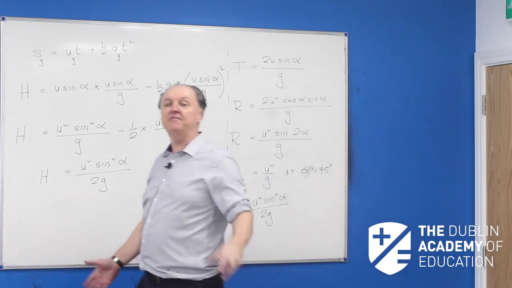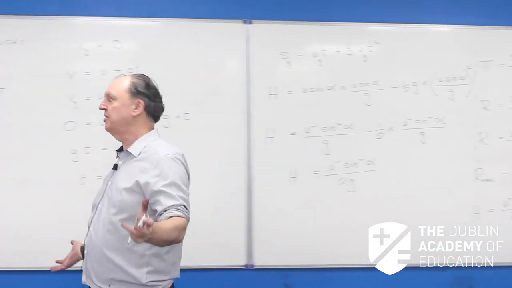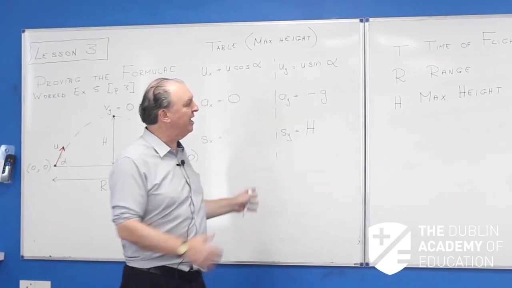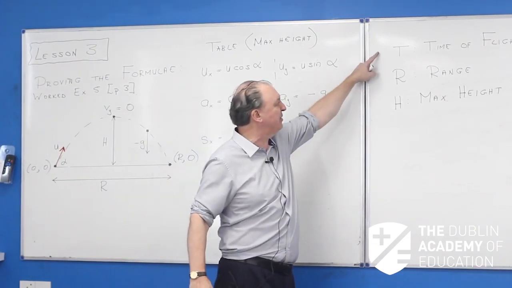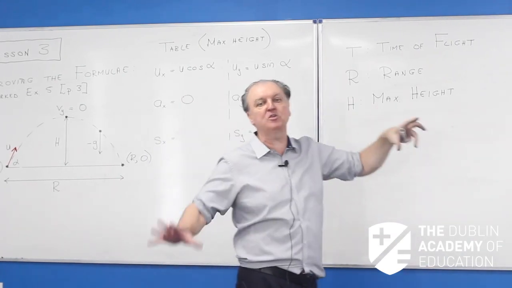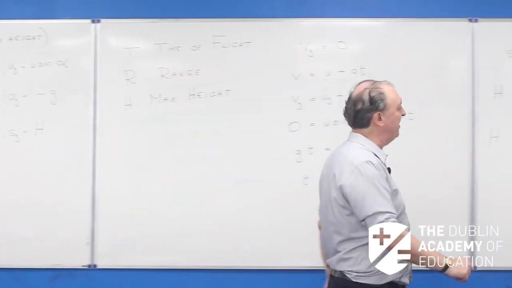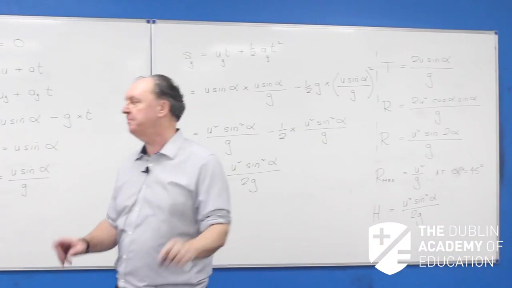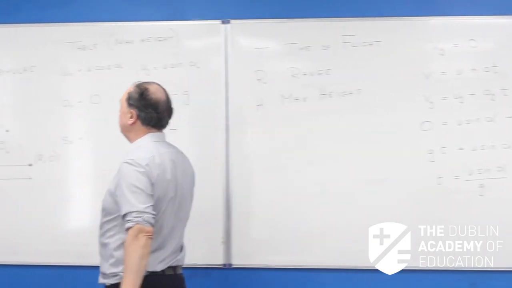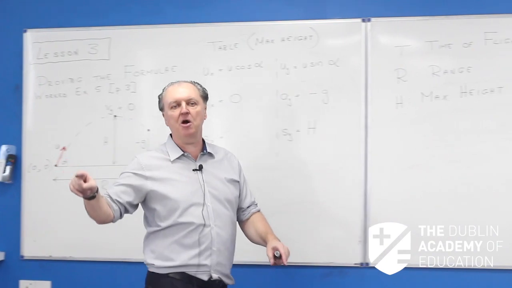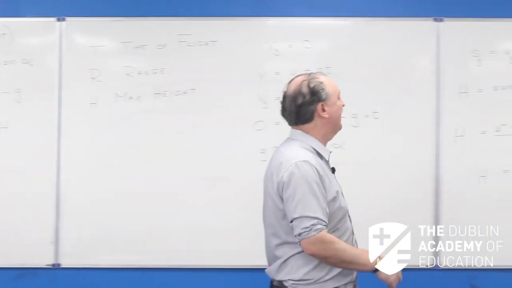Now look, you've got to get very comfortable doing these. You basically start over here. You do your table and you find an expression for these 3 things. You want to be able to write them down in 2 different ways. So get very comfortable in writing down these formulae. They only apply when we're dealing with level ground, when you land at the same level as you launch the missile. That's the only place where they work.